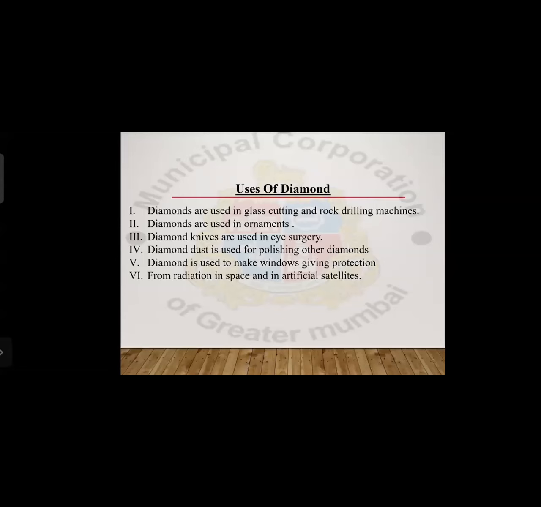So why are they used? There are some harmful radiations in space, and whatever machinery is present in that artificial satellite should not get disturbed or harmed by that radiation. So for that, diamond is used for making the windows.